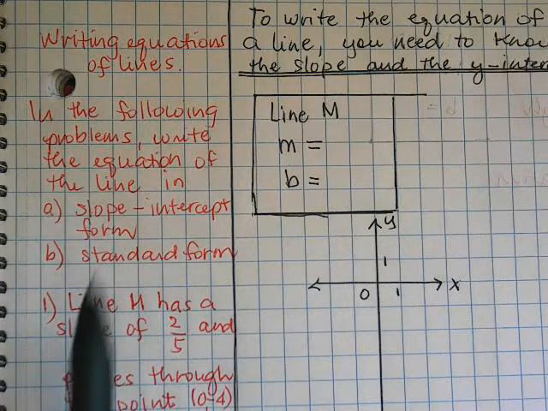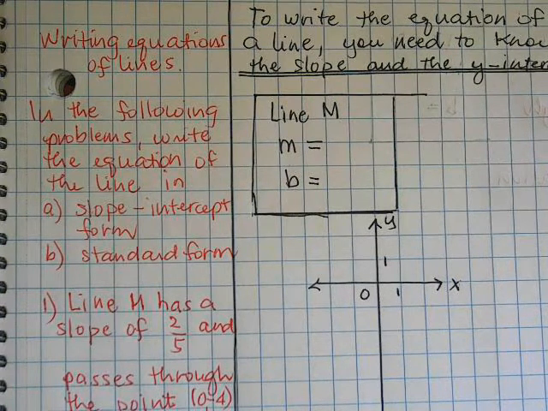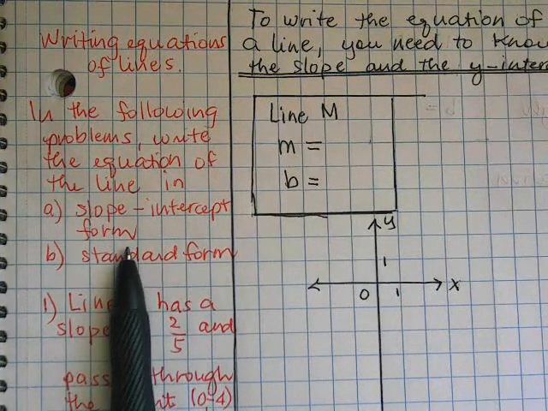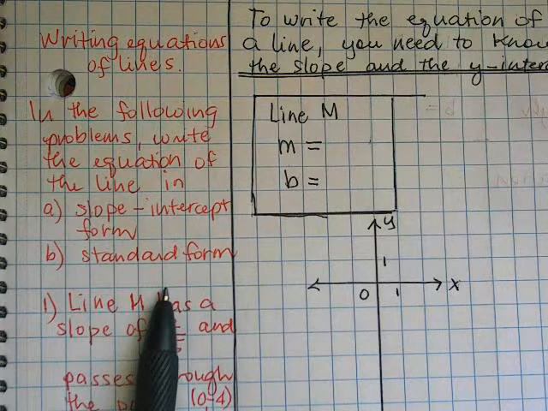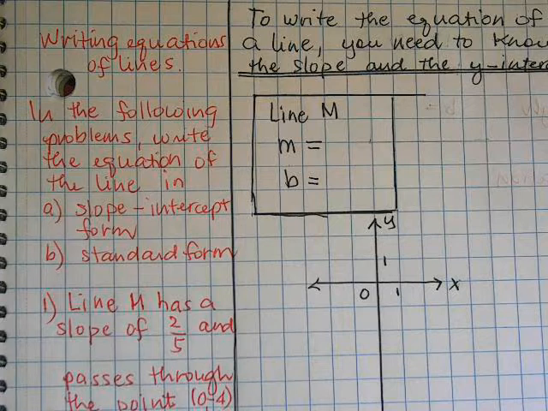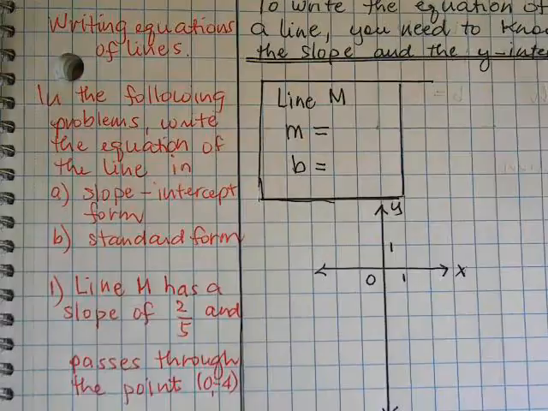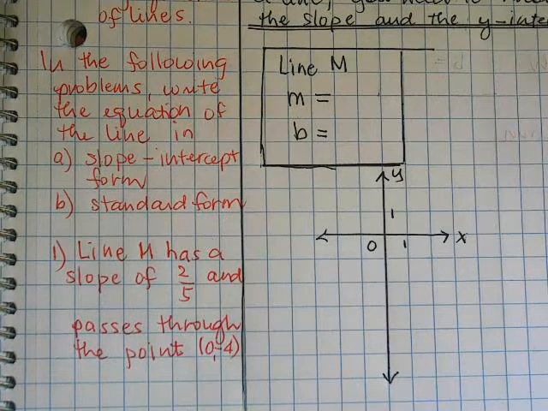In the following problems, when I say find the equation or write the equation, I mean you have to write it both in slope-intercept form and then convert it to standard form. That's your instruction. Maybe at other times they will just ask you to write it in slope-intercept form, but this is my instruction for these problems. Number 1: line M has a slope of 2/5 and passes through the point (0, -4).